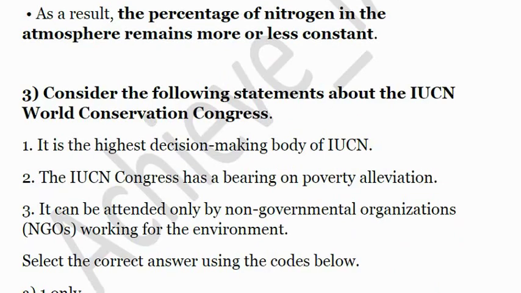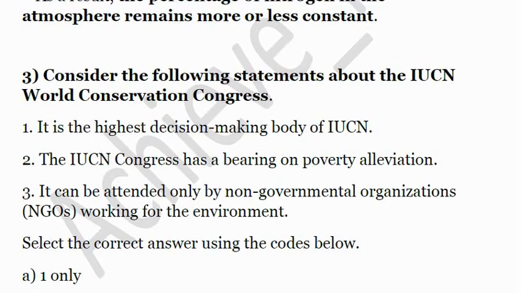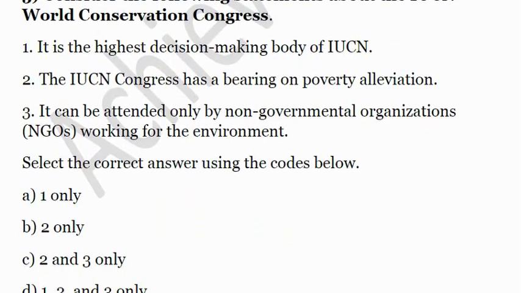So let me tell you, friends, that only the second statement is correct, that is IUCN has a bearing on poverty alleviation, because, friends, the IUCN Congress basically devises the programs and different policies through which the environment could be used. The 2016 World Conservation Congress specifically focused on this, to devise the policies that use nature for the conservation of plant species and animal species, and also for poverty alleviation. So obviously the second statement is correct. The third statement is not correct, friends, because both non-governmental and governmental organizations participated in this congress. So the correct answer is the second only, that is B.